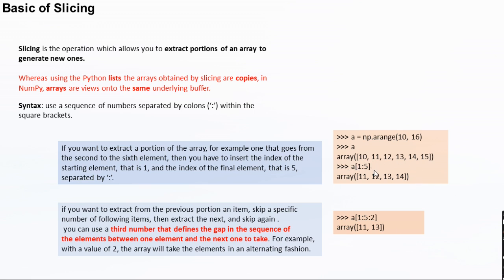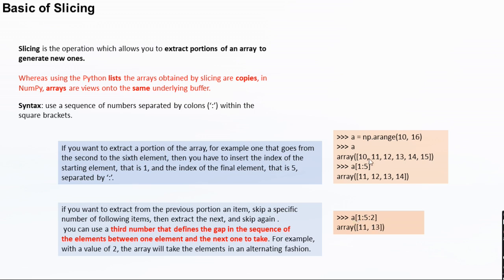Now it need not be that you have to extract in a sequence. Suppose I want to extract different portions of an array. Then you can use a third argument, as shown here. The first argument, as usual, will indicate the starting index. The second argument will indicate the ending index. What does the third argument do? It will define the gap in the sequence of elements.